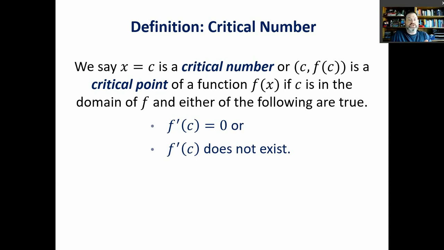Functions can change direction at vertical asymptotes, but this is telling us we can't use vertical asymptotes, right? Because vertical asymptotes are not in the domain of the function. So what we're going to do is look at what happens when the derivative is 0 or does not exist. Does anything interesting happen, right?